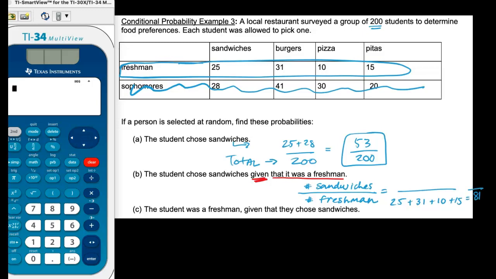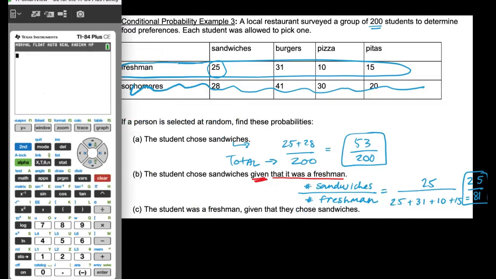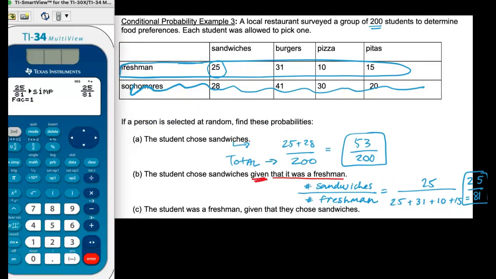Okay, and then out of those, I find the number of sandwiches. So I look at sandwiches, that's 25. So it's going to be 25 out of 81. And that is in lowest terms. And remember, if you have a TI 30 or 34, you just put in 25 over 81 and hit the simplify key if you want to see. And when you see factor of 1, that means it's simplified. Another option, if you have a graphing calculator, is you could just do 25 divided by 81 and then hit math, enter, enter, and it gives you the same exact fraction. So that just means that it's not reducible any further.